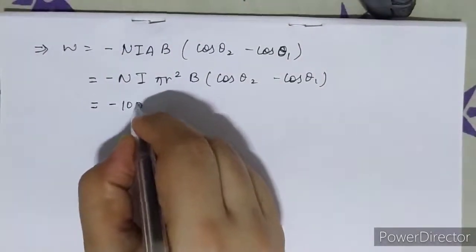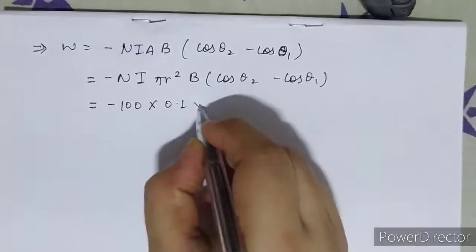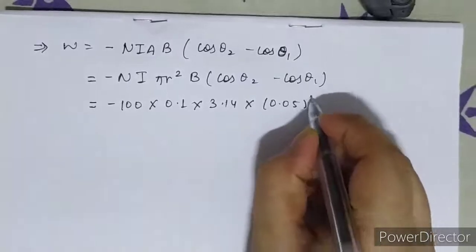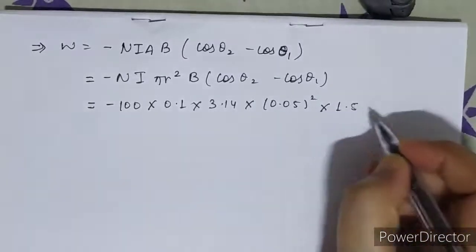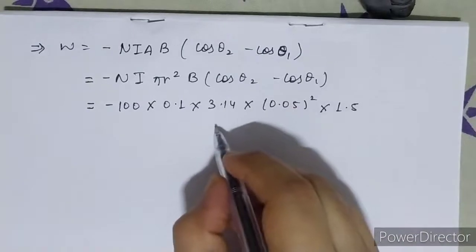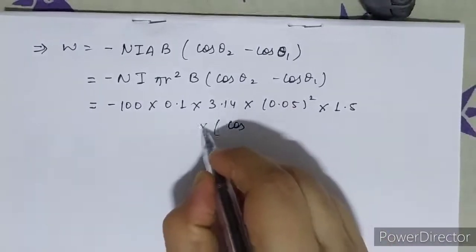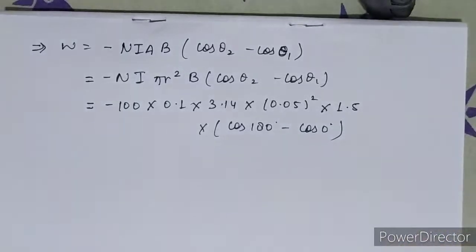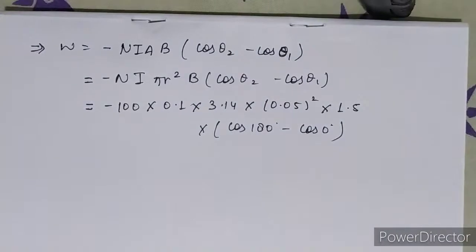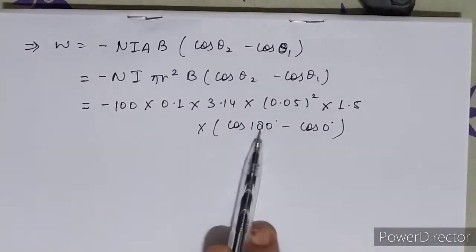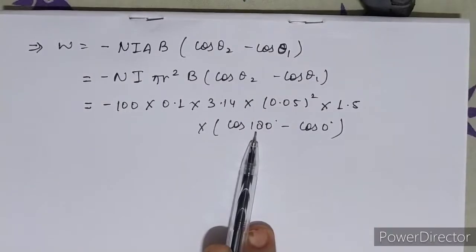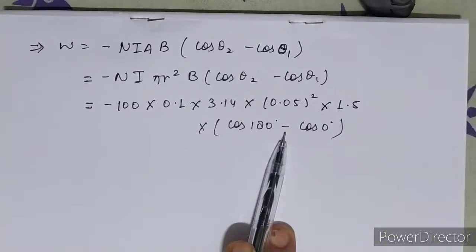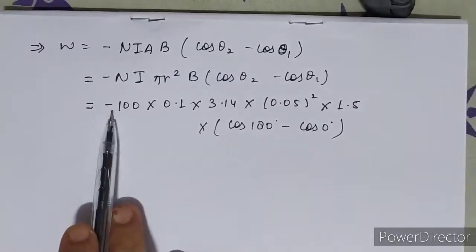Number of turns is 100, current is 0.1, value of pi is 3.14, radius is 0.05 squared, magnetic field is 1.5, and I am here writing the thetas. So cos 180 degree minus cos 0 degree. Cos 0 is 1, and it will be minus 1. So minus minus plus, minus 2, and minus has been cancelled out, 2 is there.